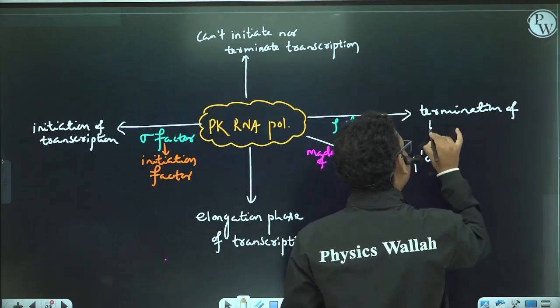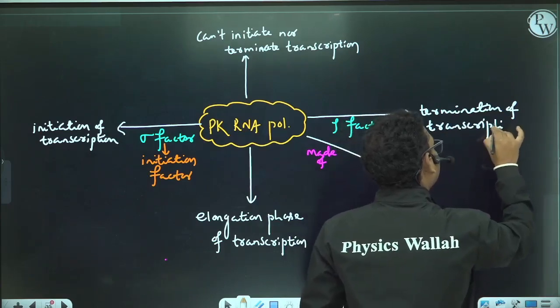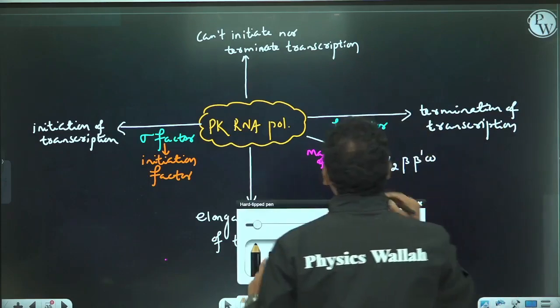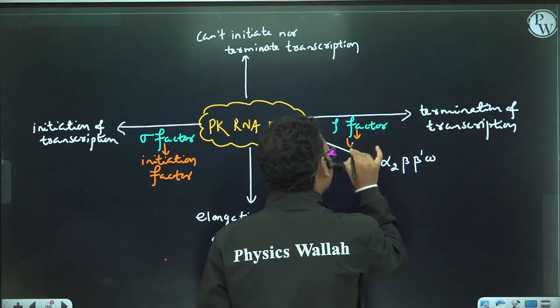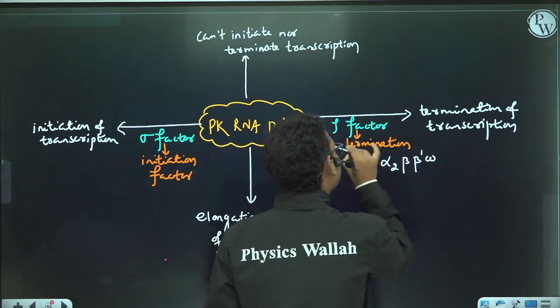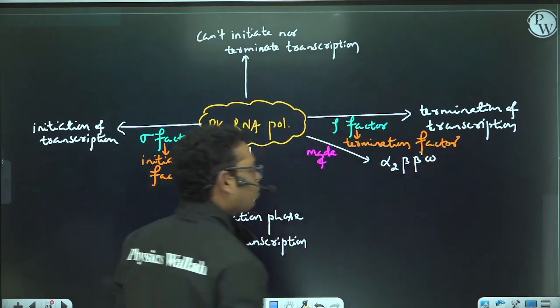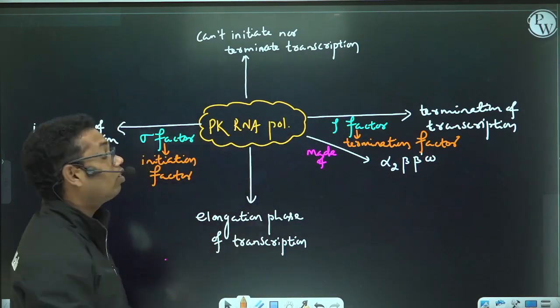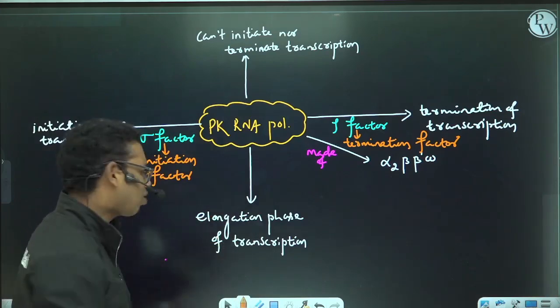Termination of transcription. And that is why we call this rho factor the termination factor. Okay, so how does transcription take place in prokaryotes? Let us try to understand.